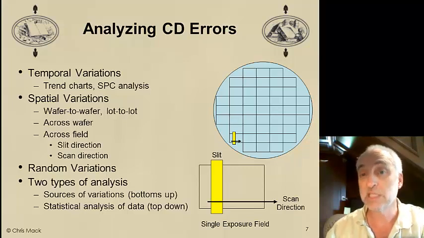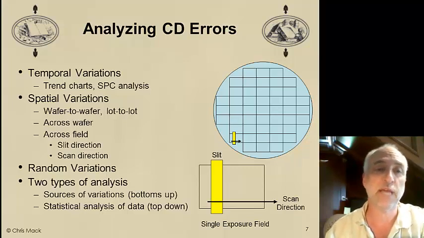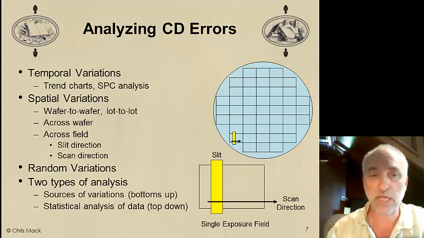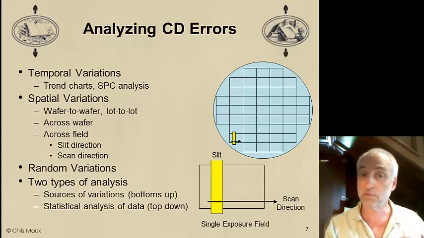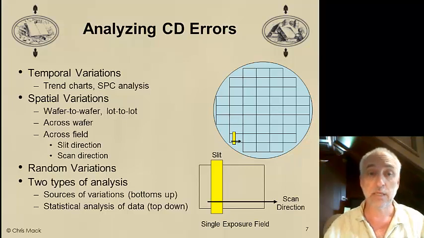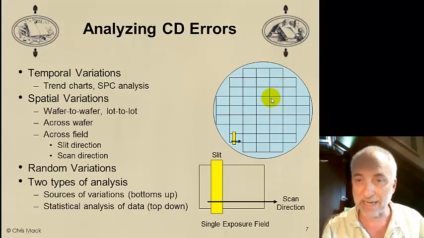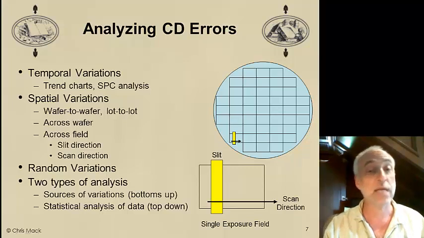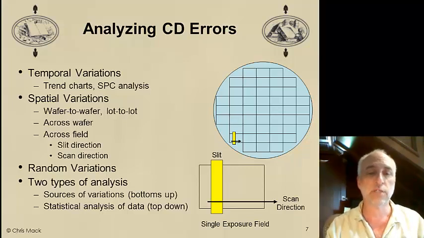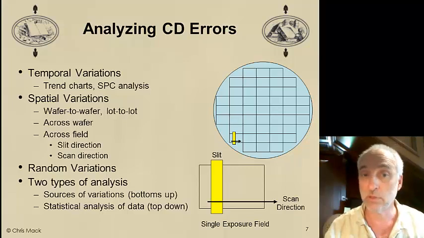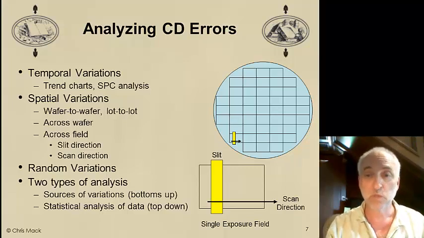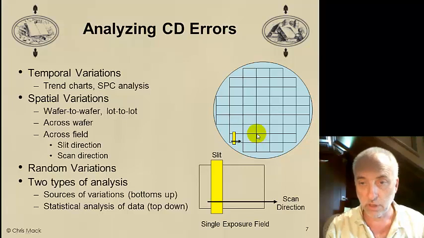We also look for spatial variations, and I'll talk more about that in the next few slides. Spatial variations would be variations that occur from wafer to wafer, and things that occur from lot to lot. But also, and more importantly, across wafer variations. We might find a systematic radial variation where the CDs in the middle of the wafer are different than the CDs on the outside. This might be due to an etch variation, for example, etching variation across the wafer in the etch chamber. We also worry about across field variations.